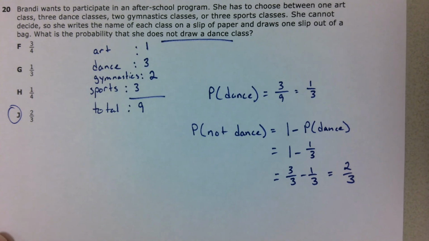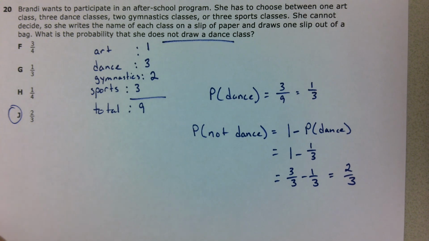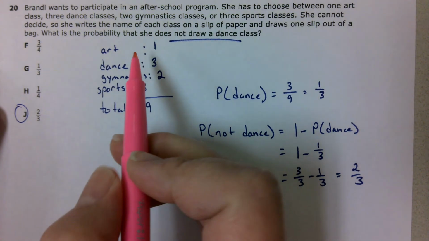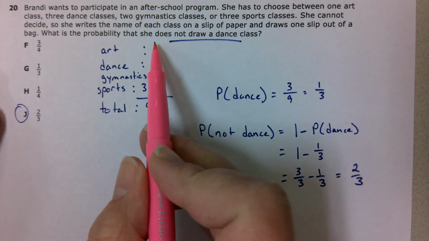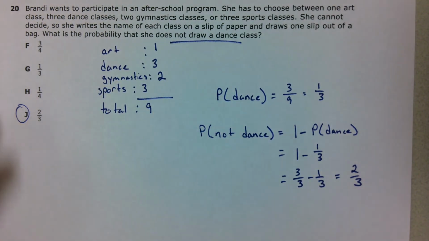Number 20. Brandy wants to participate in an after-school program. She has to choose between 1 art class, 3 dance classes, 2 gymnastics classes, or 3 sports classes. She cannot decide, so she writes the names of each class on a slip of paper and draws 1 slip out of a bag. What is the probability that she does not draw a dance class? So I wrote each of these out: art, dance, gym, and sports. I added them up. I have a total of 9 different classes.